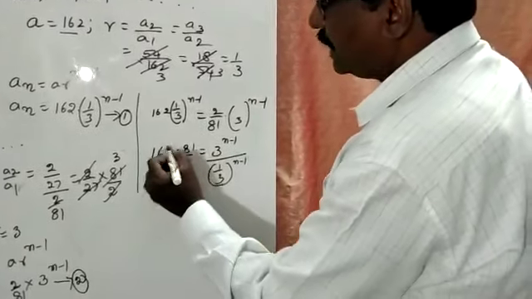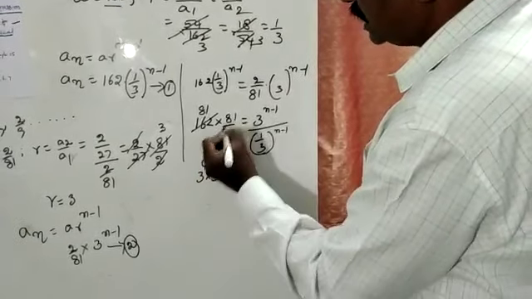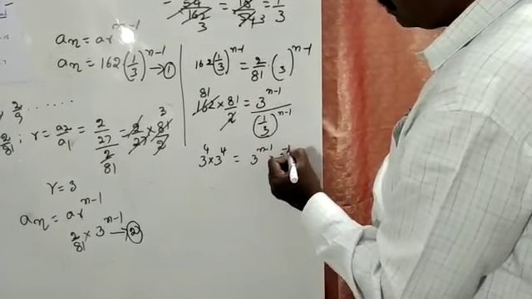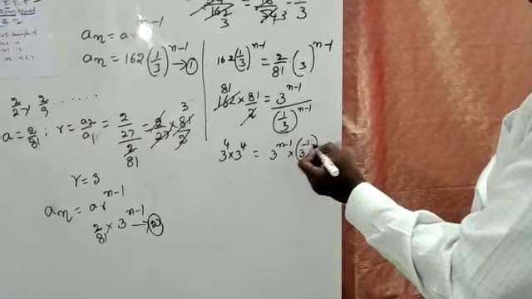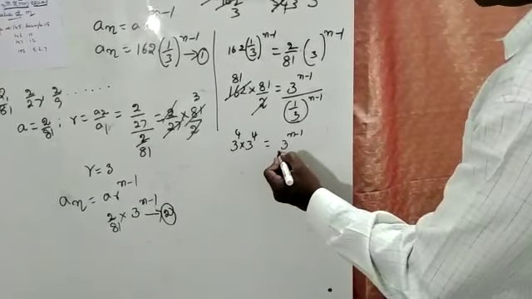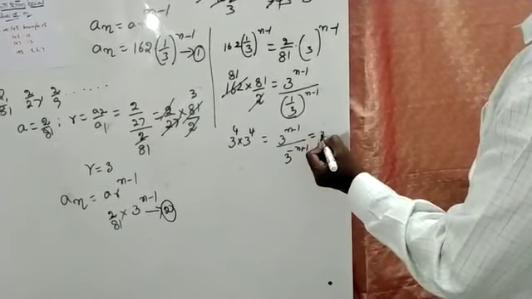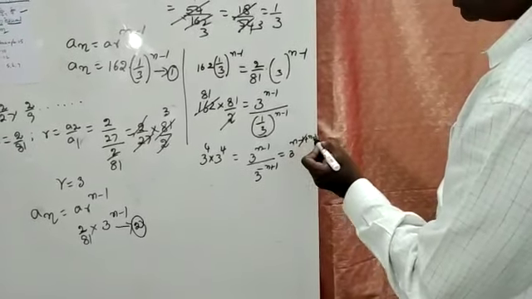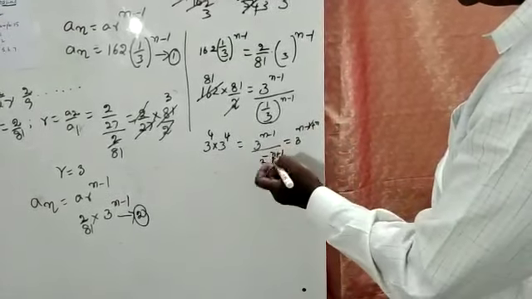This is the fraction. 2 will be cancelled 81 times. 81 you have to write as 3 power 4, and this 81 also as 3 power 4. That is equal to 3 to the power n minus 1 into 3 power minus 1 whole to the power n minus 1. Here 1 by 3 power minus n plus 1, you have to write like this. This is 3 power n minus 1 plus n minus 1.